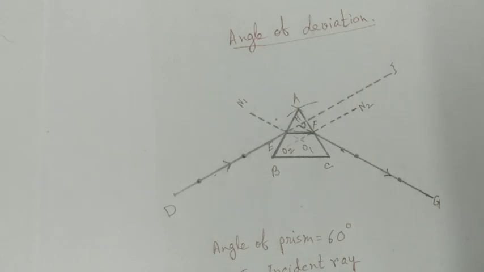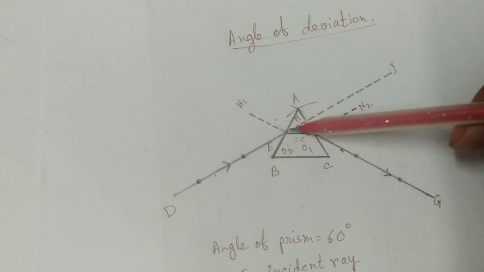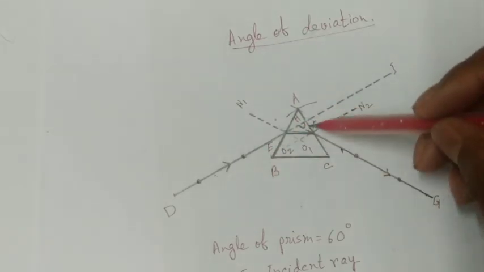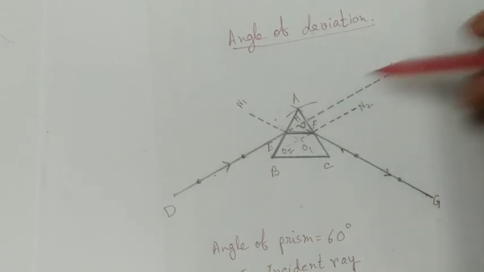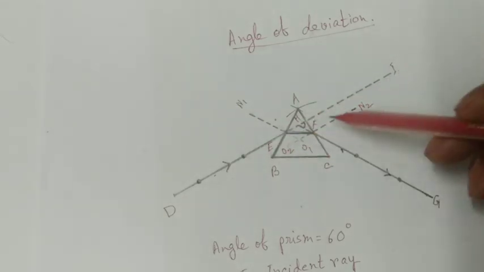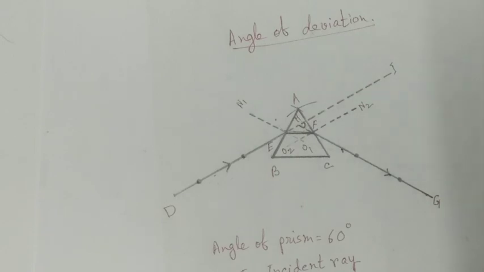You see, this is the angle. Let us explain again. This is the incident ray, this is the refracted ray, and this is the emergent ray. And the angle of deviation is this one, GHI. This angle is the angle of deviation. Angle of deviation means how much the incident ray deviated from its path. If we extend the incident ray, it is deviated by this angle, that is the angle of deviation. And in this prism, we find that the angle of deviation is 60 degree.